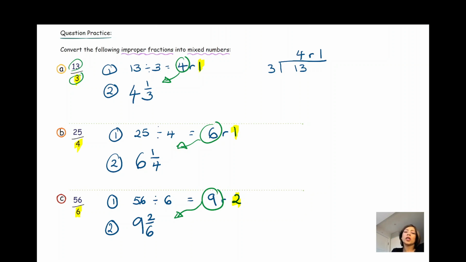Now, we could leave it like this, or we could make the 2/6 into lowest terms. You remember lowest terms? 2 and 6 both divide into 2. So we could say that this is the same as 9 1/3, because we can divide the 2 by 2 and the 6 by 2, which gives us this 1 and the 3. So 56/6 is the same as 9 1/3.